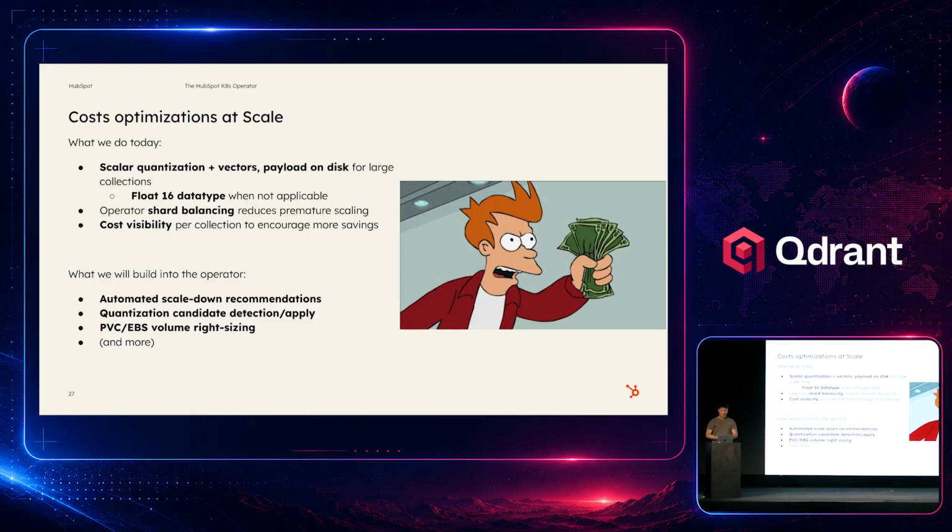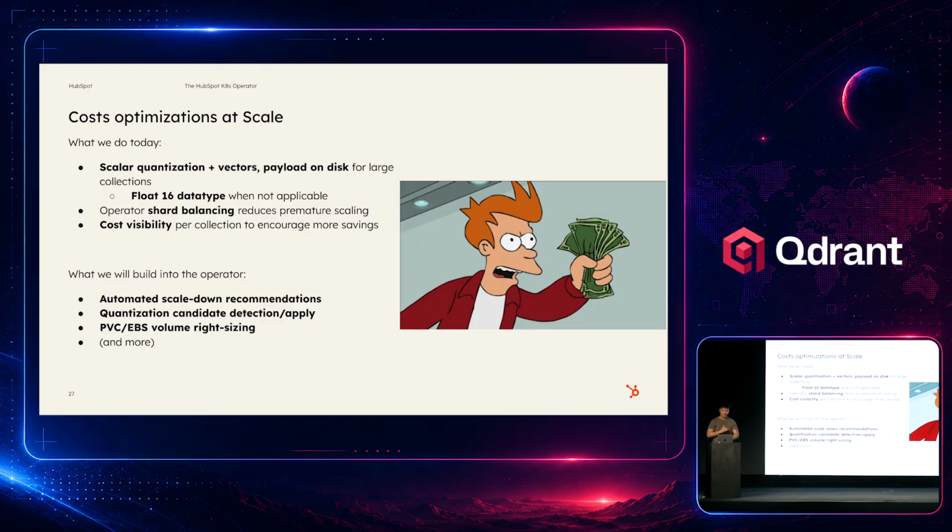And on the topic of costs, some of the things that we do: we run scalar quantization. We use the on-disk options for vectors and payload storage. For cases where scalar quantization is not applicable, we use float16 data types. Additionally, our operator shard balancing reduces premature scaling, which also helps us out in the long run. And lastly, we promote cost visibility per collection to encourage more savings from teams that use our platform.